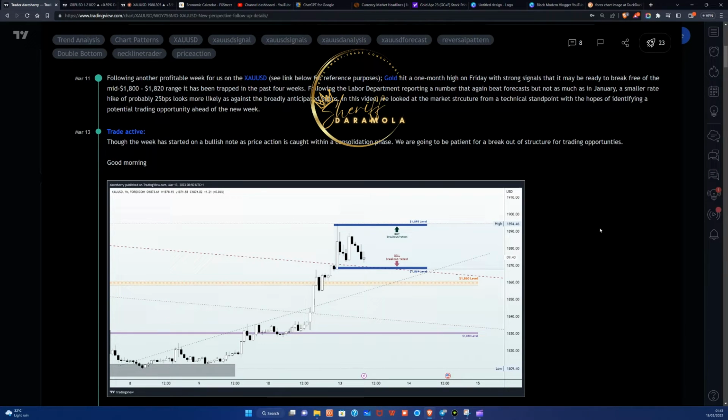So the week on the XAUUSD started on a bullish note initially as we were able to capture a market structure at the beginning of the week, just right within the 1895 and the 1869 level. And you all know what we look out for whenever we have this kind of channel. We want to see price action do some breakout of the structure to give us a trading opportunity.